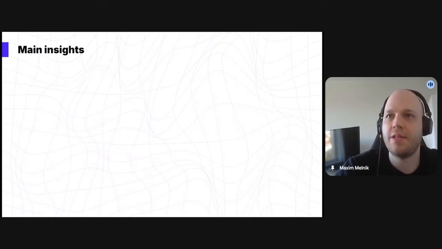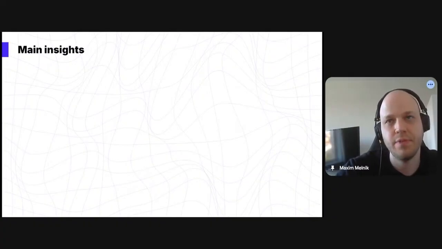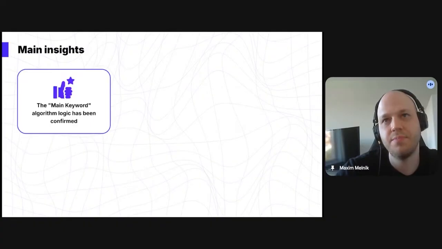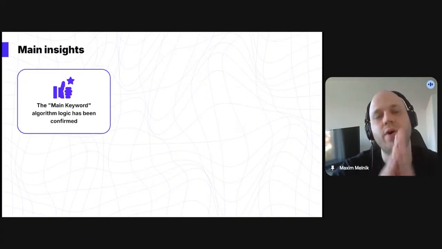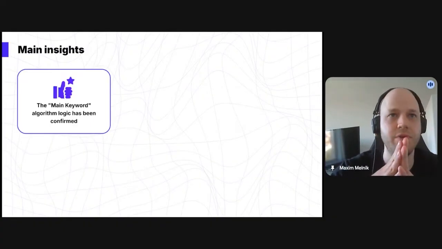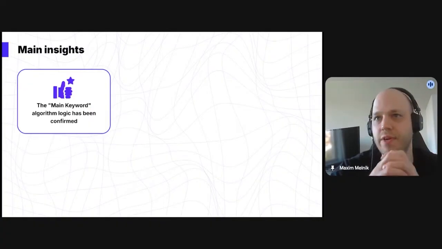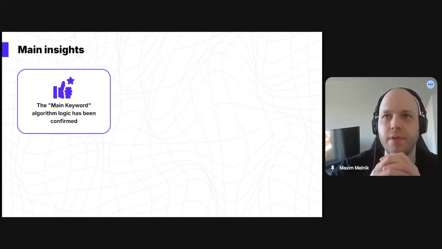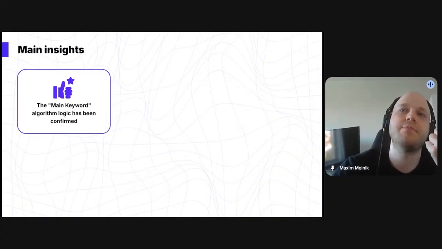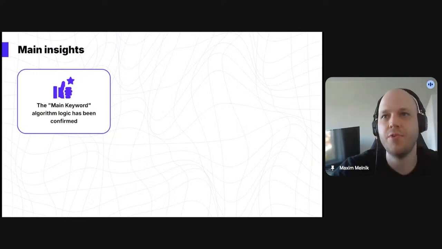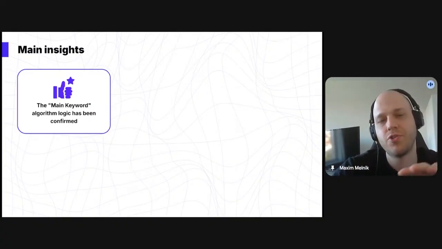And now let me walk you through the main takeaways from this update one by one. First, the most important thing: Apple now assigns 1 or more main keywords to every search term. These are the words that carry the most weight, and if your app includes them in the title, you're more likely to rank higher.